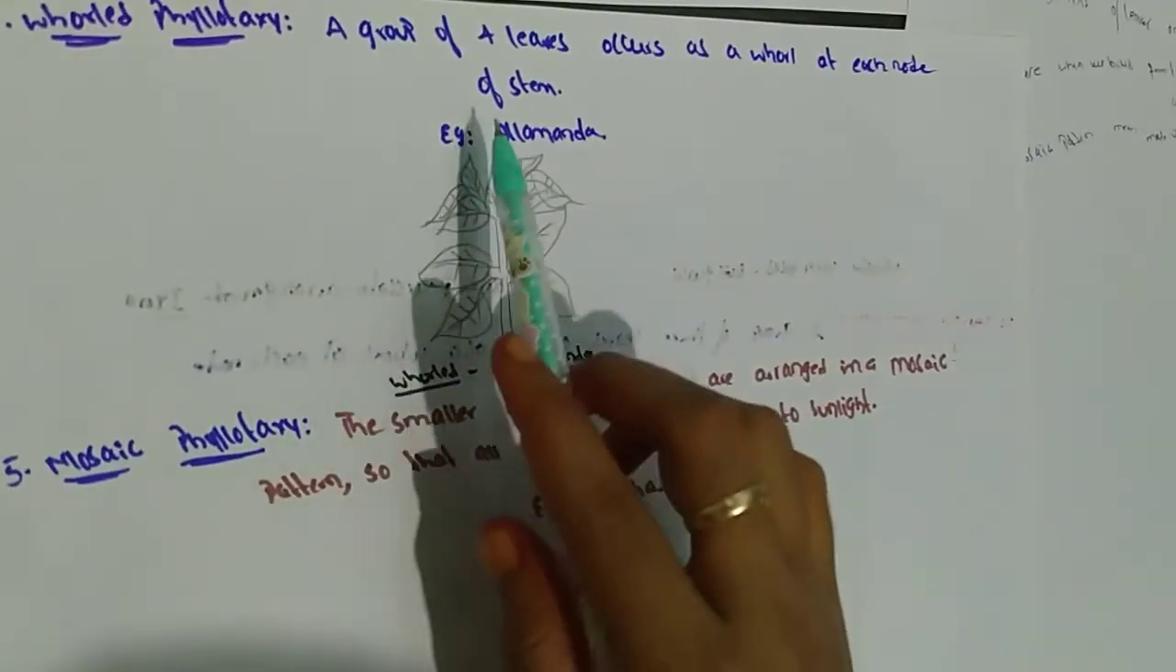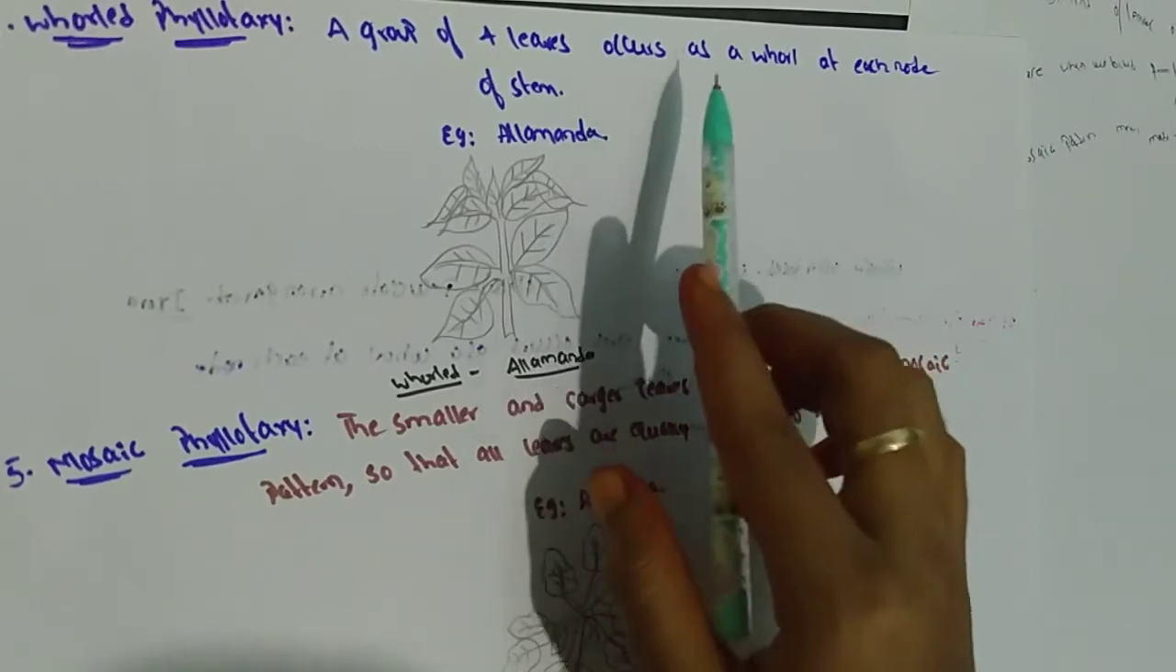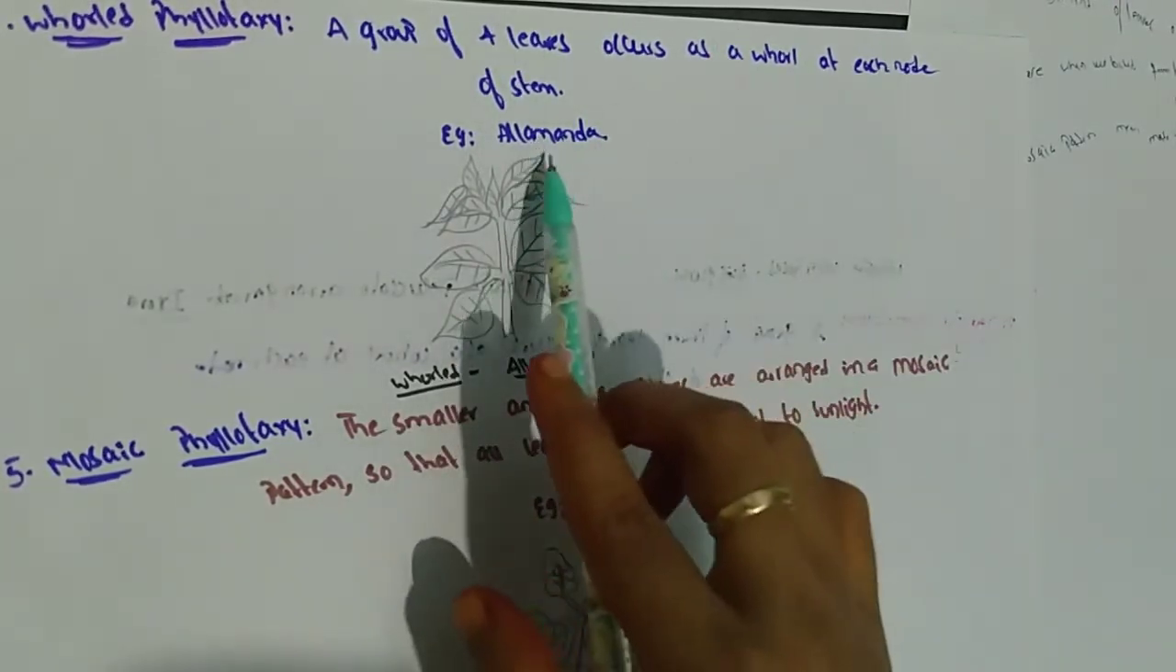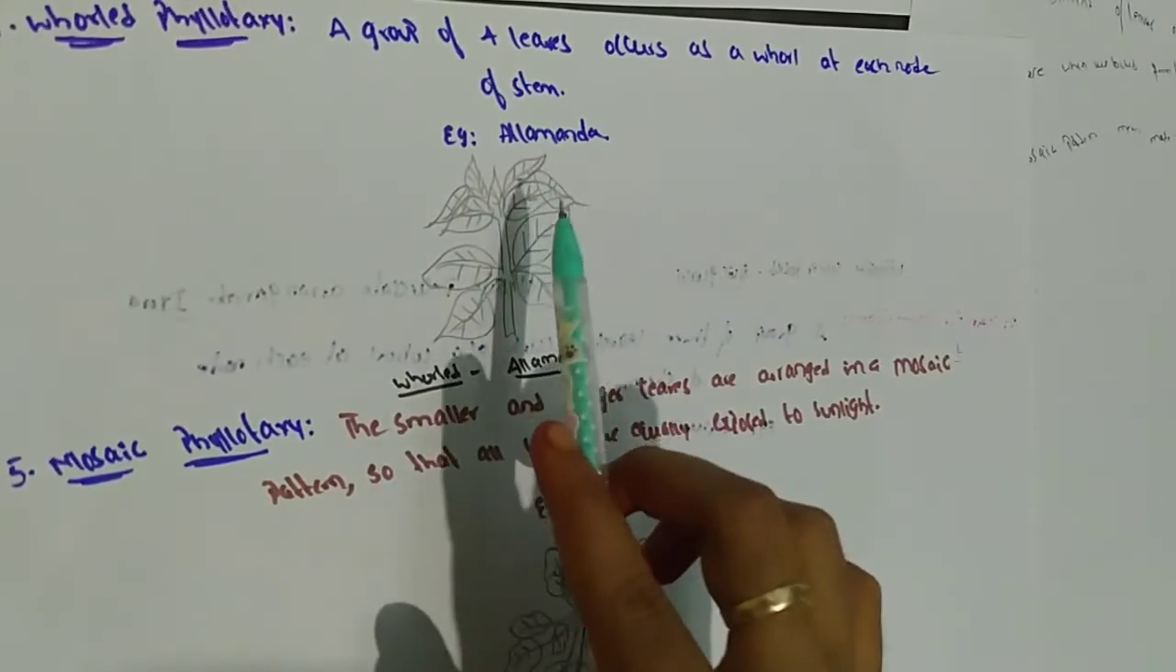Whorled phyllotaxy. A group of 4 leaves occurs together. Here, the 4 leaves are arranged in a group at each node of the stem. Example, Alamanda. In Alamanda, the 4 leaves are arranged in a group.